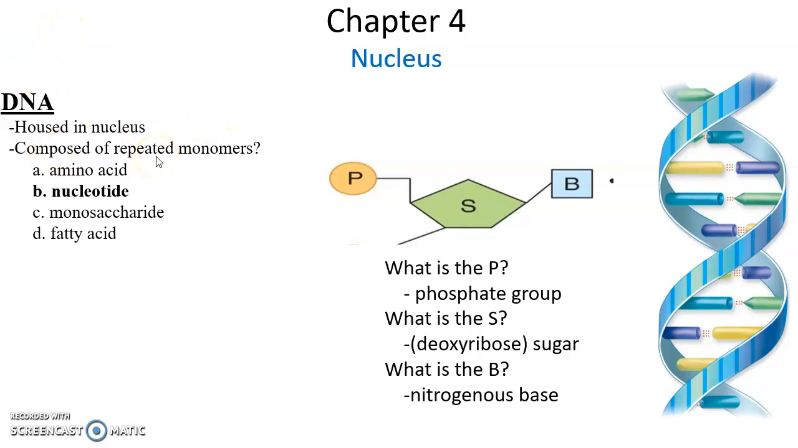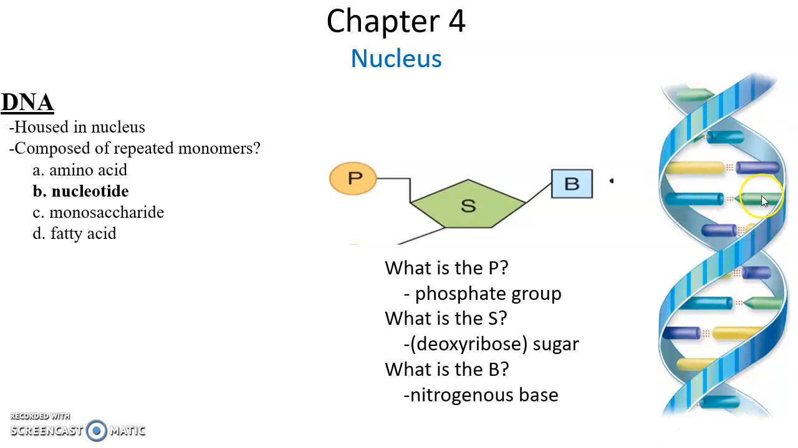DNA is made up of two long chains of nucleotides. So again, the monomers for DNA are nucleotides. The nucleotide, as we know, is made up of a phosphate group, a deoxyribose sugar, since this is DNA, and a nitrogenous base. And so here's the double helix that DNA forms.